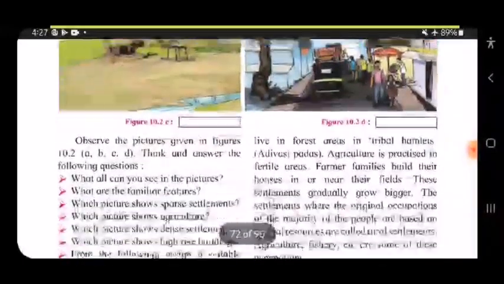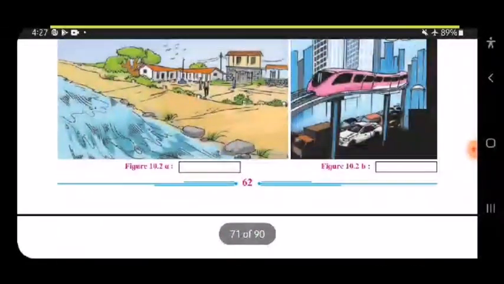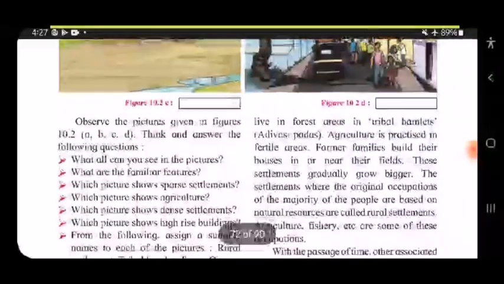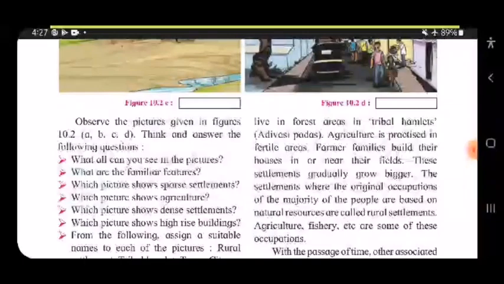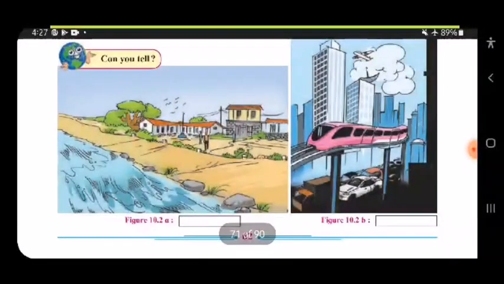Now the next question: which picture shows agriculture? Where there is agricultural work, you can see people doing it. You can see that in 10.2c, where agricultural work can be done or a farm can be made. Next question: which picture shows dense settlement, that is crowded? Where can you see that the place is crowded? In picture B, there is a train, there is an aeroplane from the top and there are cars going. So that is where it happens mostly, in the city areas.